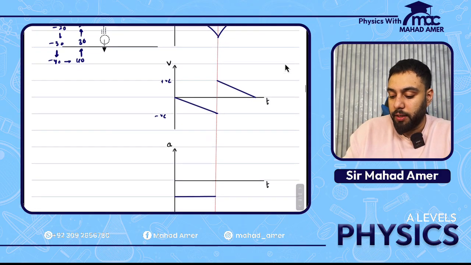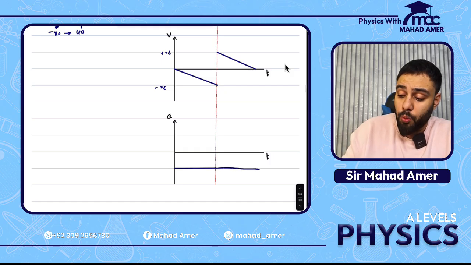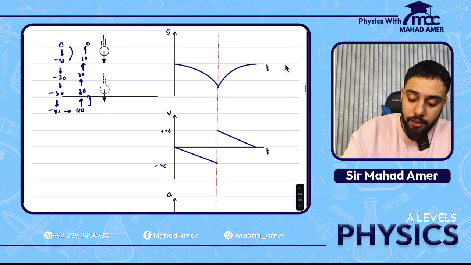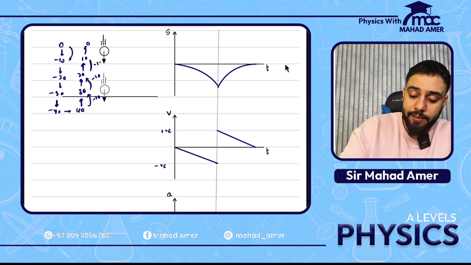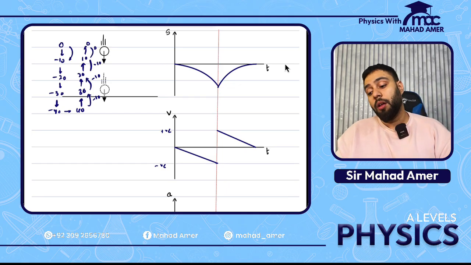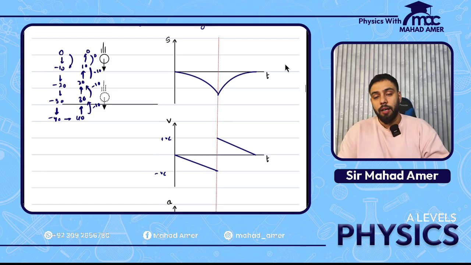Last but not the least, the acceleration would stay the same. Why would it stay the same? Because if you can realize, each second the velocity is still changing by a negative 10. Acceleration does not change usually. Okay, that's pretty much it for the convention.